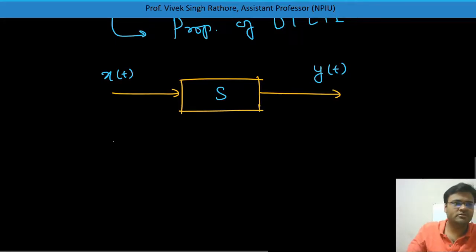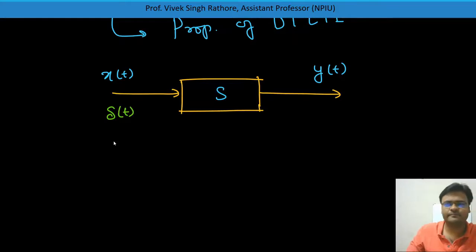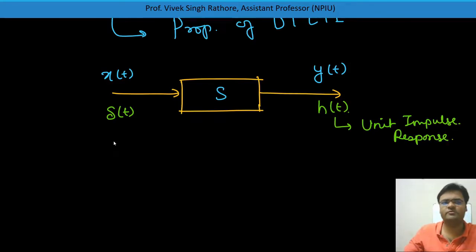Let's suppose we have input as delta(t), and we are getting some response from this system as output. This response will be called the unit impulse response, because the input is an impulse, so we are getting the response as the unit impulse response, h(t).